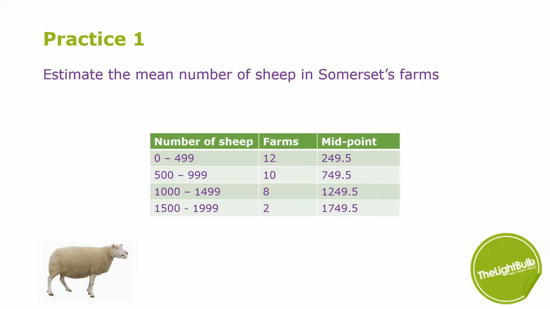Now that we've got that column sorted, remember, we can forget this column now and create our fourth column, which is the number of farms times the middle point. So frequency times midpoint. So I'll give you 10 seconds again, but you can pause for longer just to work out that final column.